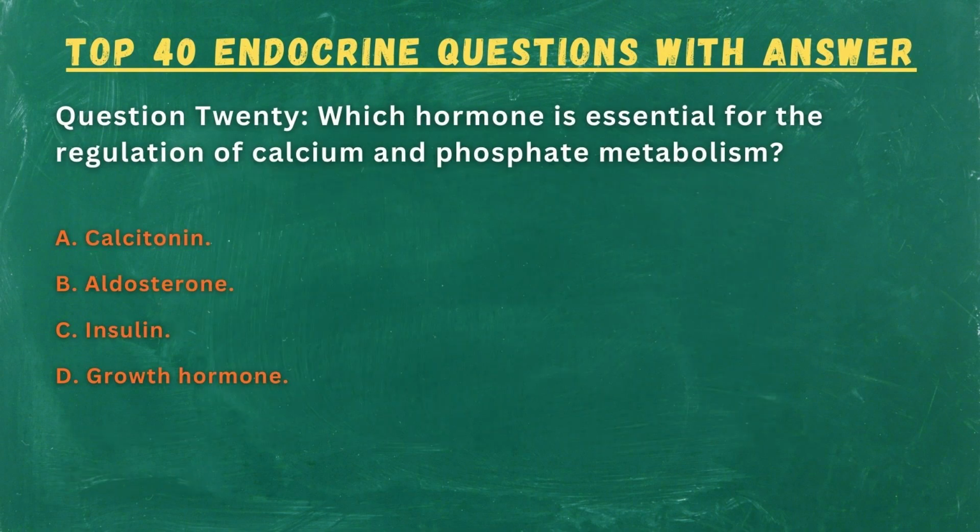Question 20. Which hormone is essential for the regulation of calcium and phosphate metabolism? A. Calcitonin. B. Aldosterone. C. Insulin. D. Growth hormone.